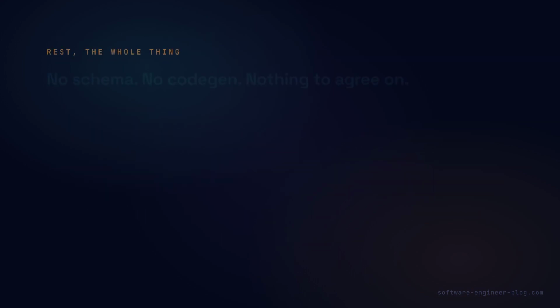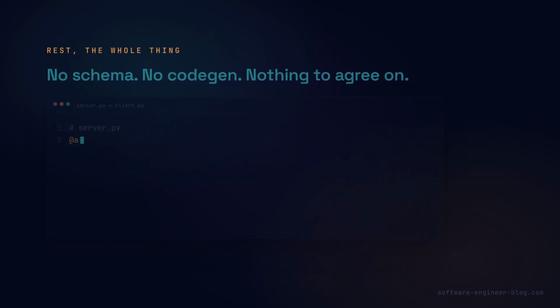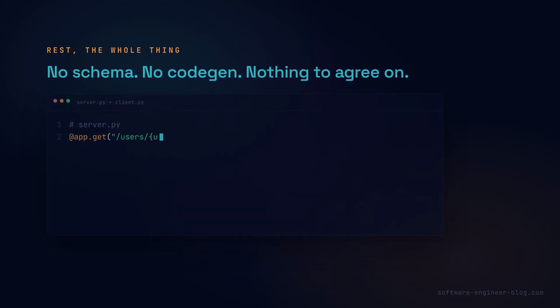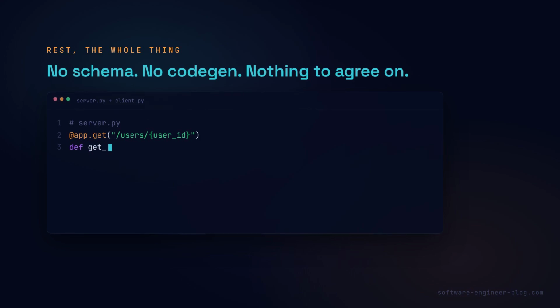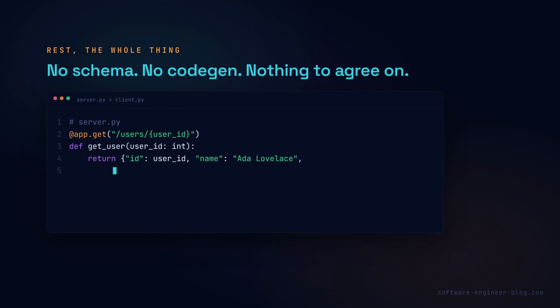Here is the entire thing in code. On the server, one function. The line above it says, when somebody asks for /users/a number, run me. The function returns an ordinary dictionary, and the framework turns that into JSON text for you. On the client, one line. You give it a web address, you get text back, you pull a field out of it.